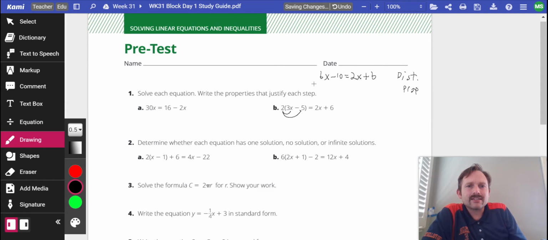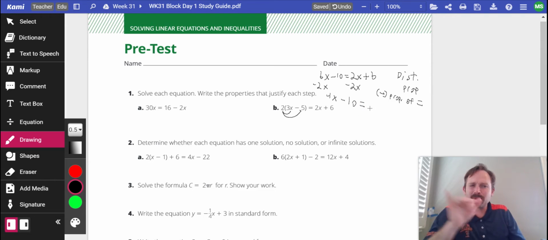Then I'm going to use the subtraction property of equality to move the variables. So there's the subtraction property of equality. Notice that the distributive property did not have "of equality", because when we do the subtraction property of equality, we're going to do it on both sides. The distributive property is just with that parentheses.